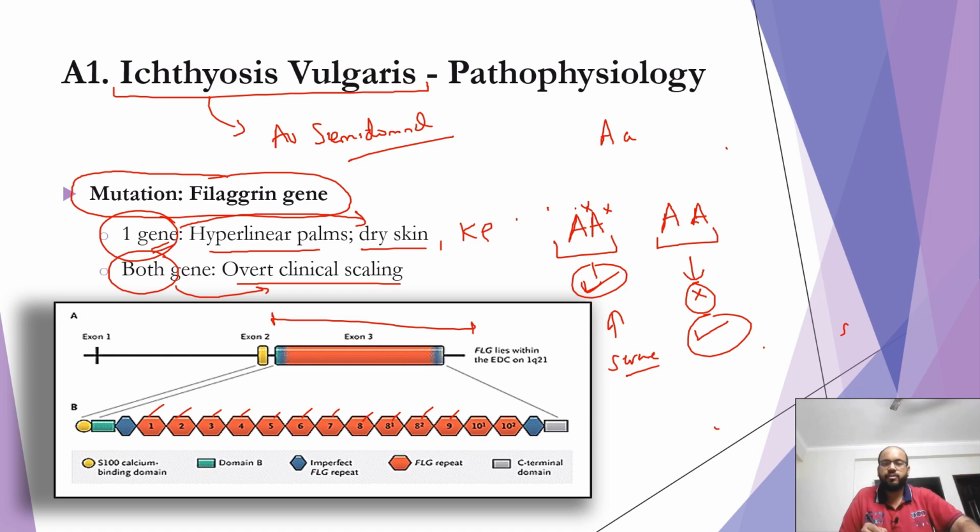Clear? If there is any confusion in autosomal semi-dominant, just mention in the comments below with the timestamp that you're not able to understand this thing, and we'll have a good discussion there. Let's move forward.